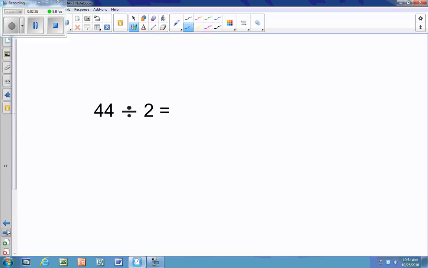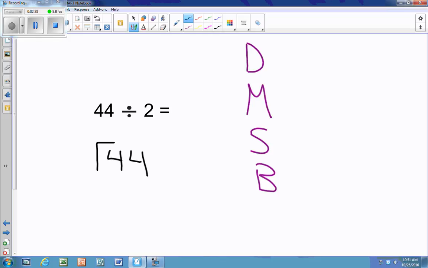Next problem, we'll try 44 divided by 2. First thing we have to do, we write, does McDonald's sell burgers? So we're going to rewrite our problem. First number in the house divided by 2. So I start by doing division. How many times does 2 go into the 4? It goes in 2 times. So I write the 2 right up there.